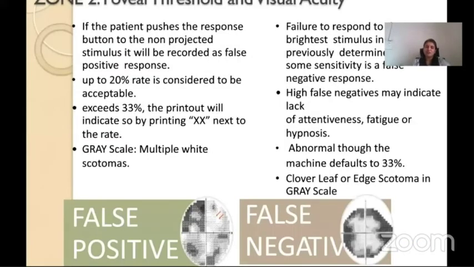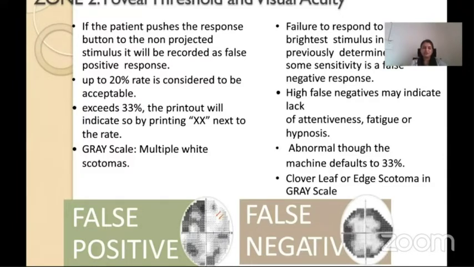In the false positive test, the patient responds to a non-projected stimulus, and it will be recorded as a false positive. Up to 20% is acceptable. Anything more than 30% will be recorded as XX in the printout, and in grayscale it appears as multiple white scotomas.